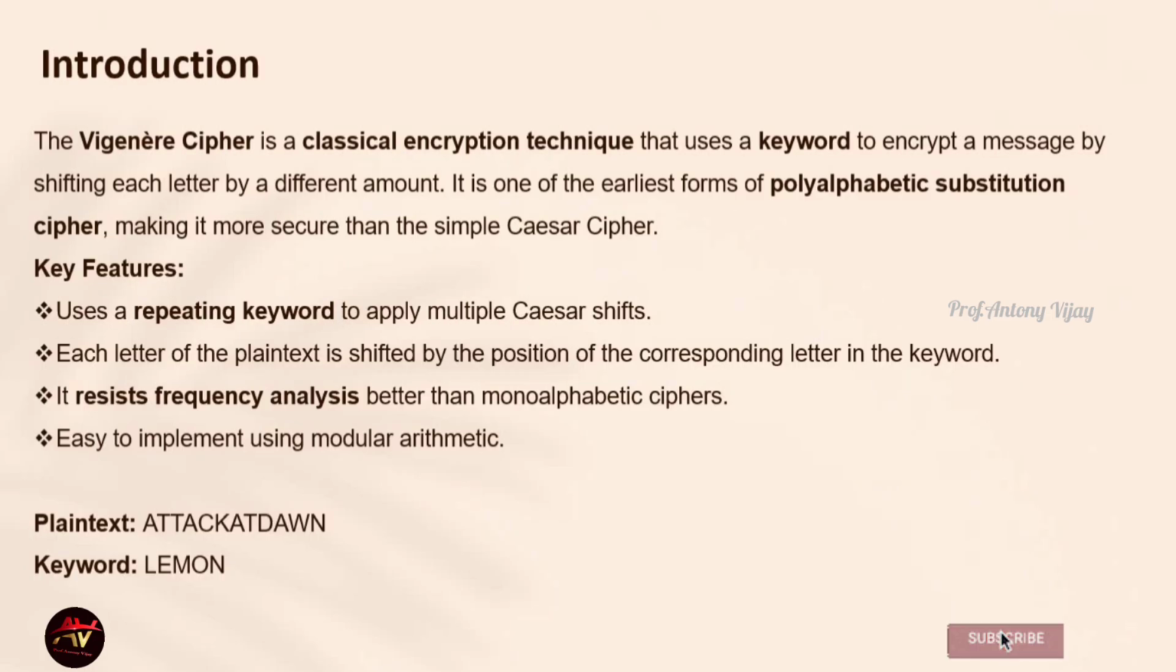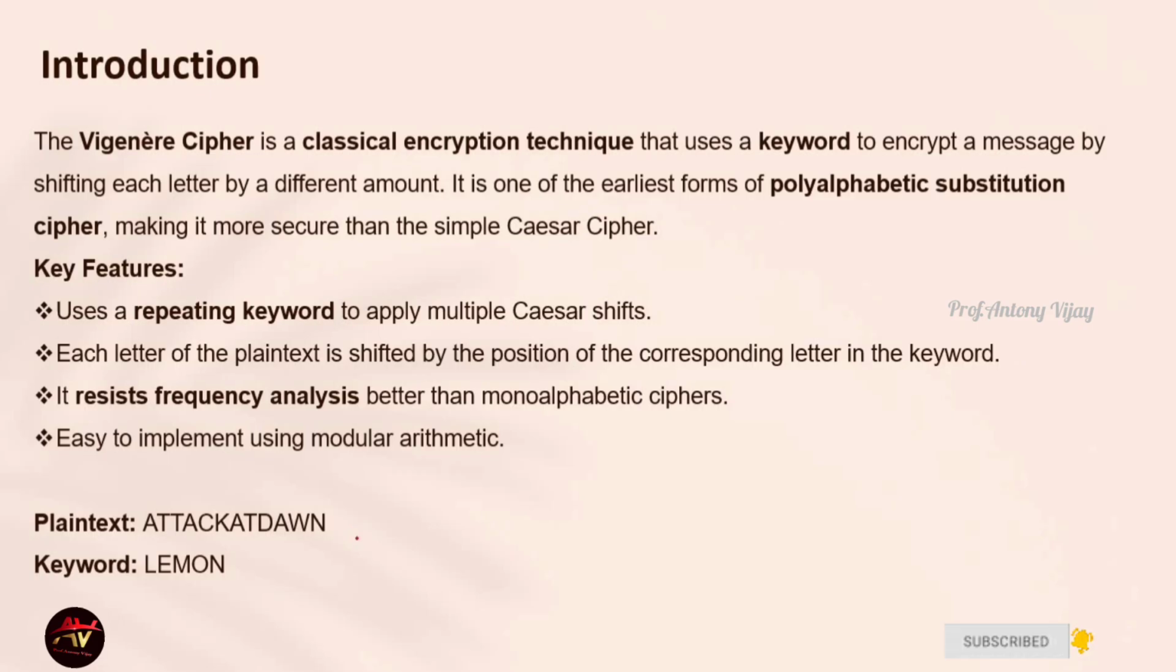When I talk about features, it uses a keyword that repeats to match the message length. Each letter in the message is moved by a different count based on the keyword. It is stronger than the Caesar cipher and it is also called the unbreakable cipher because it was so hard to solve.